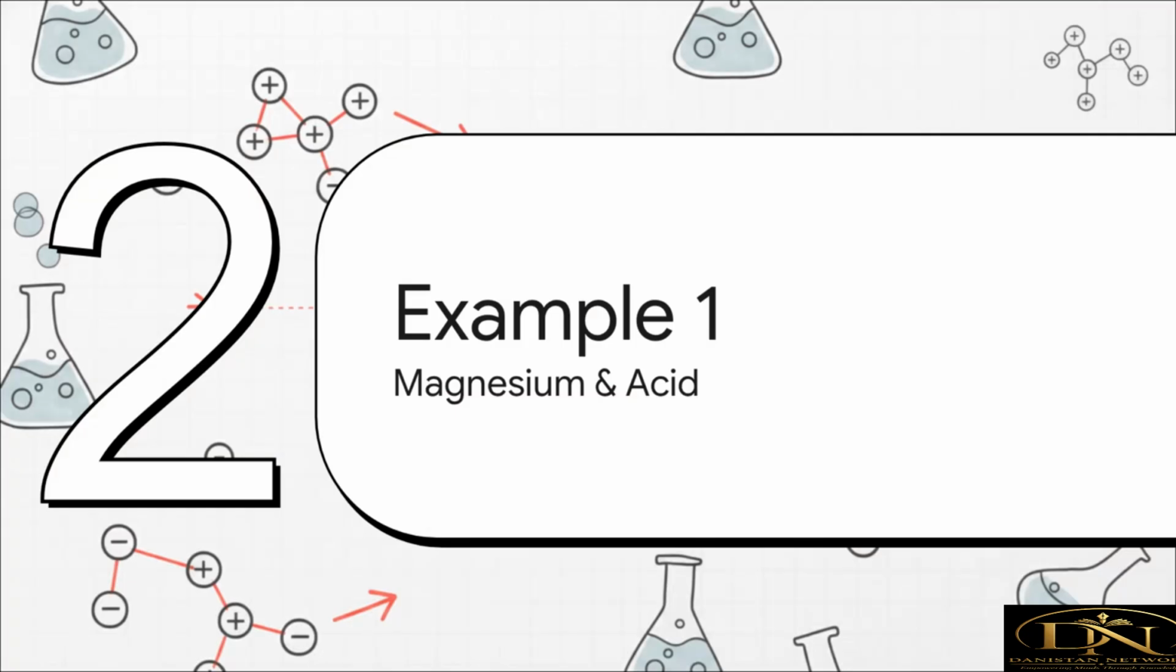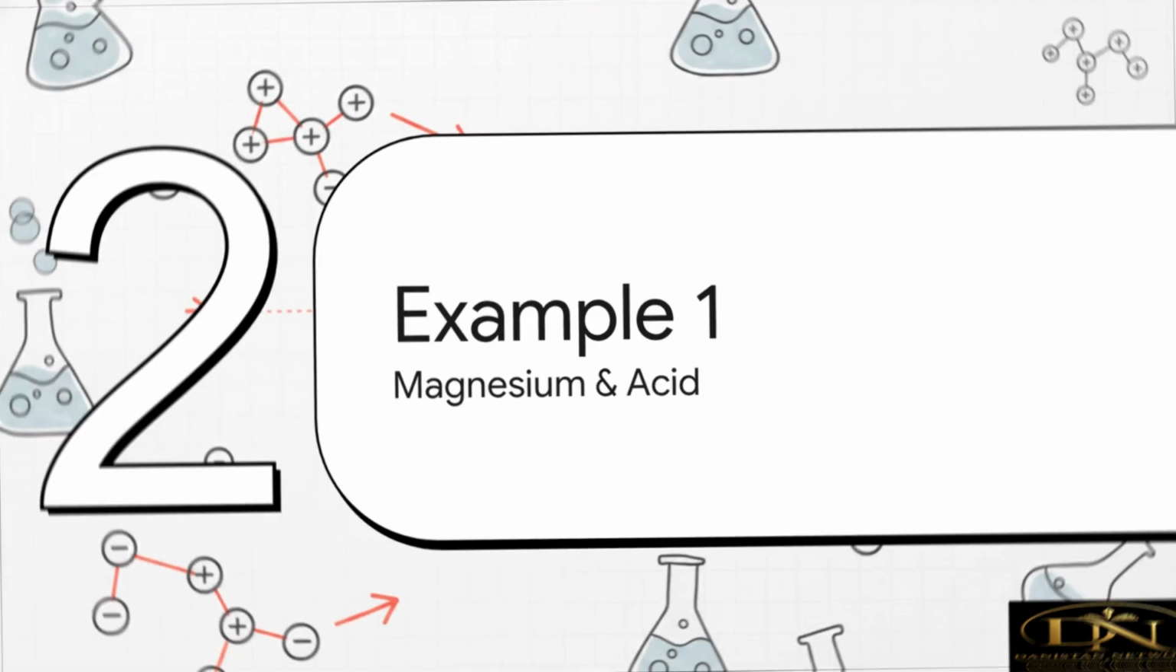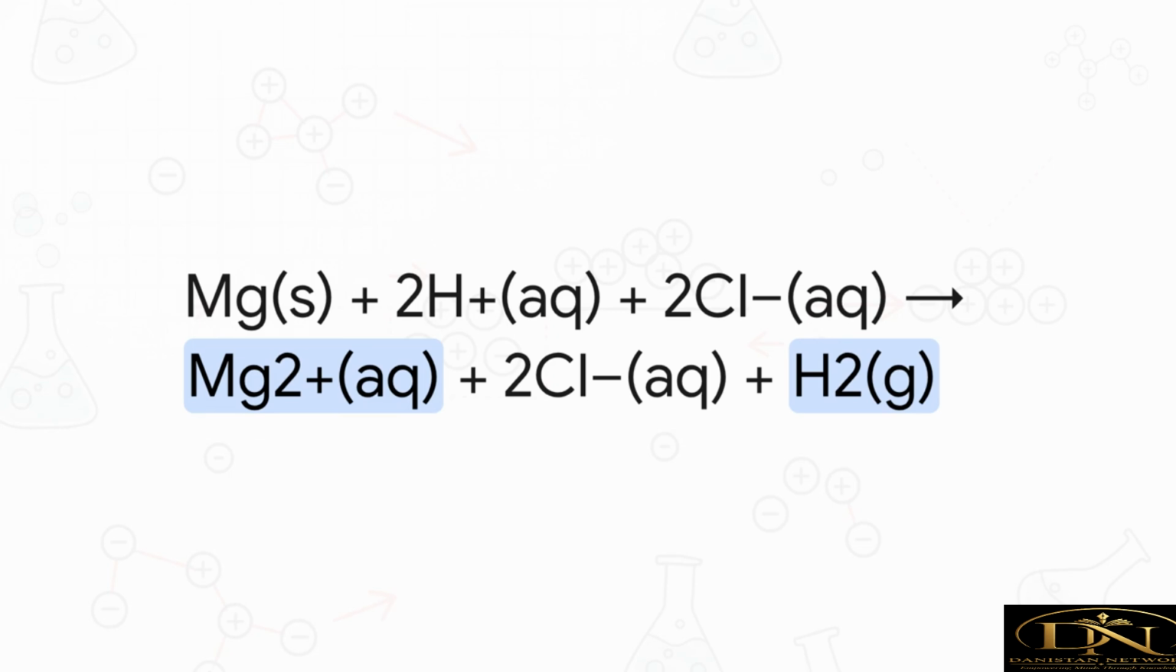All right, for our first example, let's take a look at the reaction between a piece of solid magnesium and some hydrochloric acid. Okay, so we've already done step 1, and here we are at step 2, where everything that can be an ion is written as an ion.